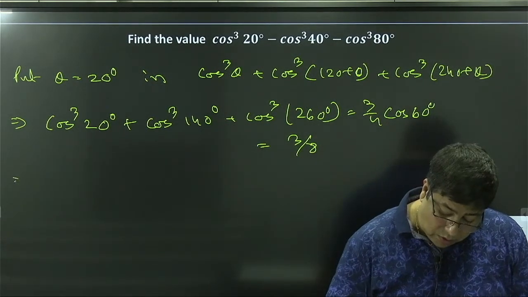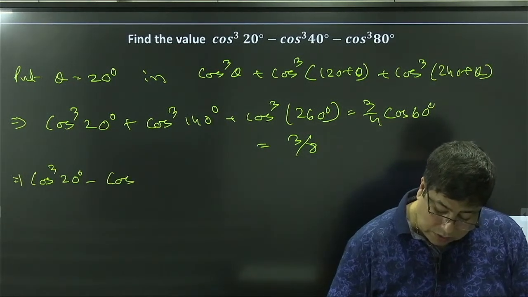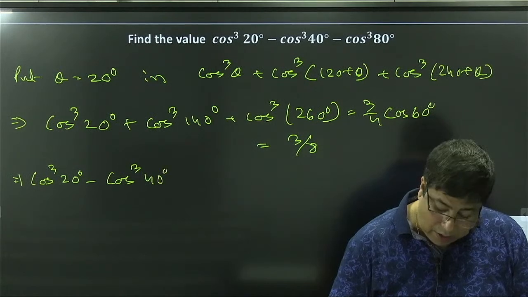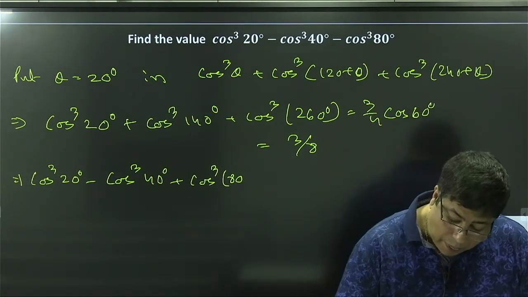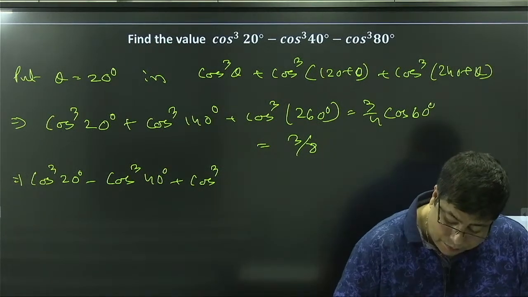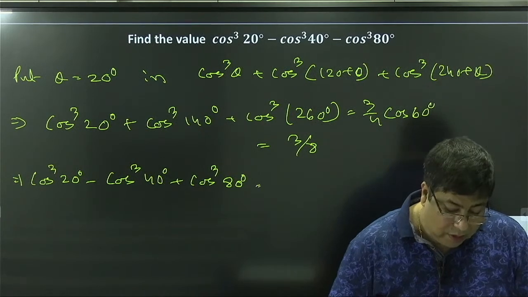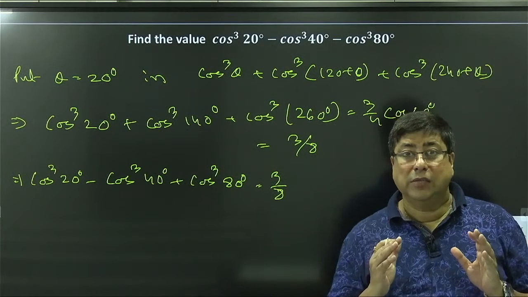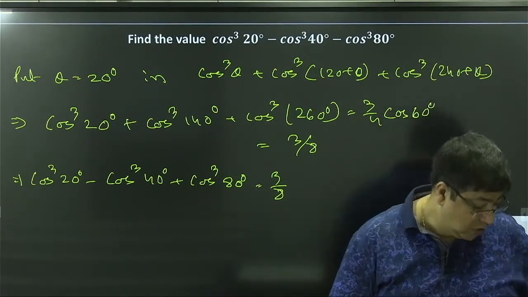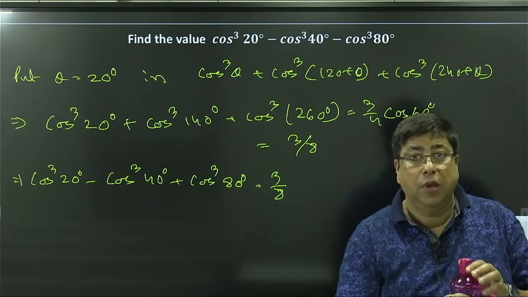This means cos cube 20 minus cos cube 40 plus cos cube 80, here it is coming to be 3 by 8, same thing. So there are some series which I am showing you, which you have to keep in mind, everyone.